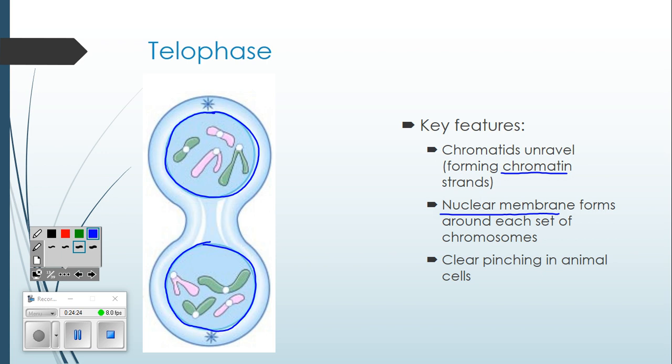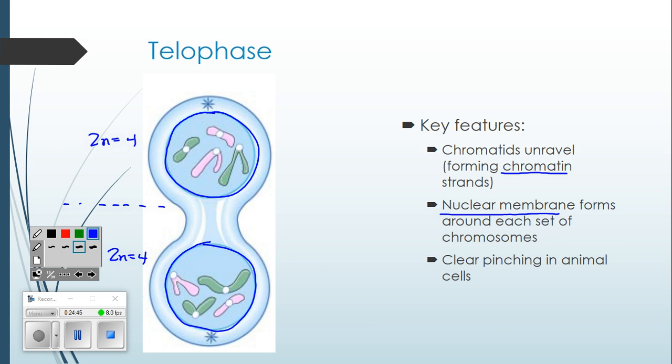So at the top, I have a set of 4 chromosomes. And at the bottom, I also have a set of 4 chromosomes. They don't have the identical copy attached anymore, but I have the same number.